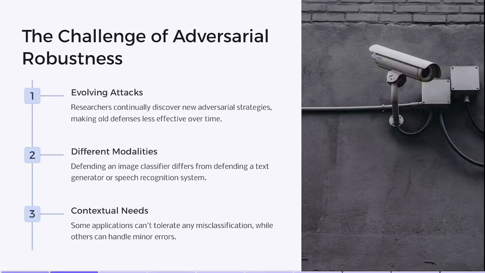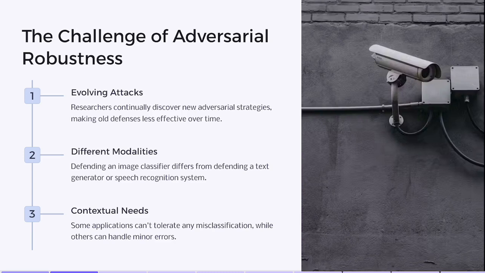It's still an active field. Despite major advances in AI, adversarial robustness, the ability of models to resist attacks, remains a moving target. And here is why. Evolving attack methods. Researchers continually discover new adversarial strategies, for example PGD, CW attacks, physical sticker attacks, and so on, making old defenses less effective over time. Number two is different modalities.